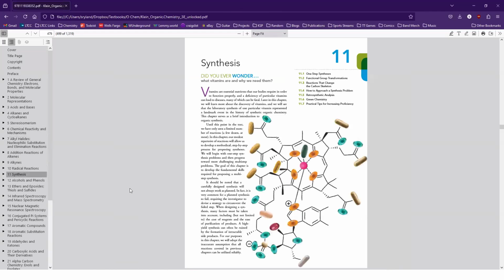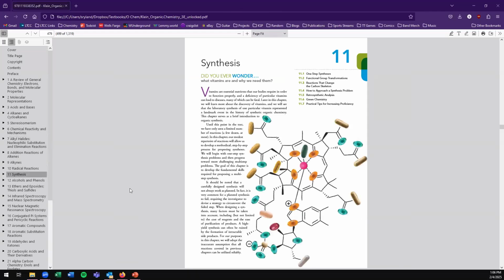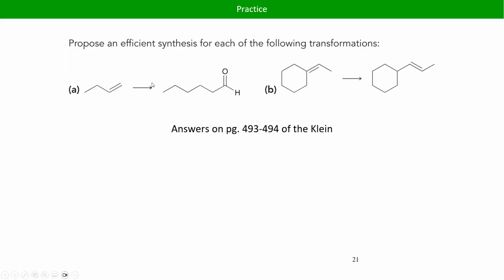What did it say in the notes? What page? I just had it pulled up here. Where's my PowerPoint? There it goes. Sorry. 493, 494.